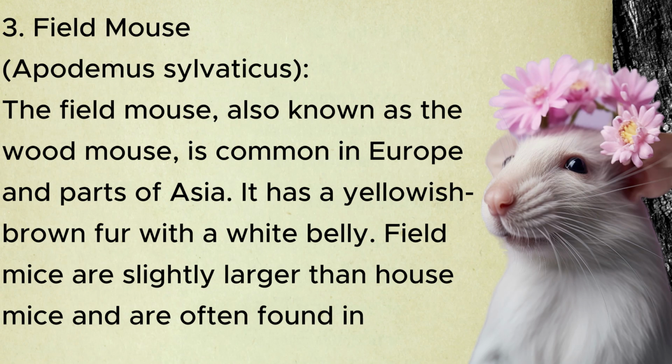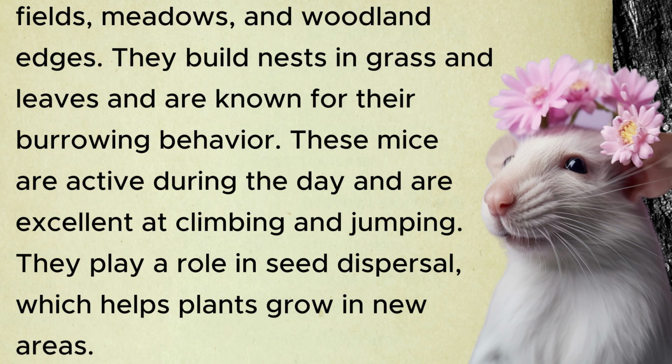3. Field mouse, Apodemus sylvaticus. The field mouse, also known as the wood mouse, is common in Europe and parts of Asia. It has a yellowish-brown fur with a white belly. Field mice are slightly larger than house mice and are often found in fields, meadows, and woodland edges.